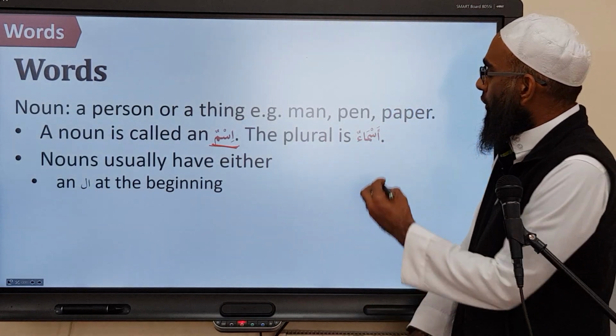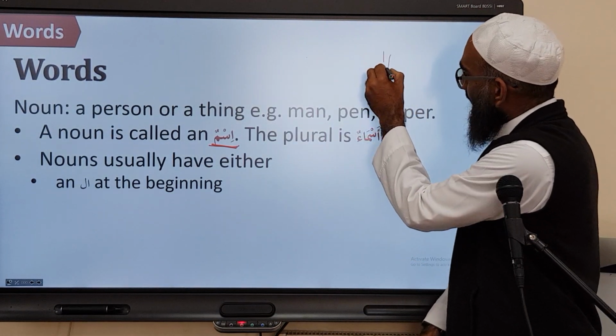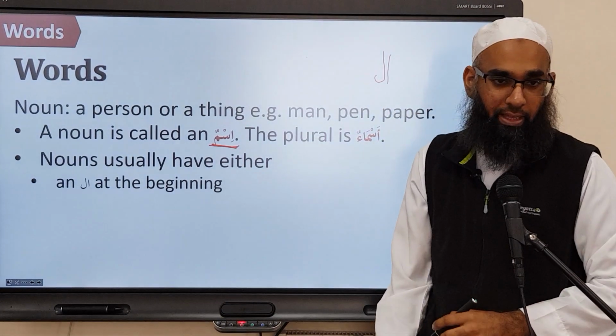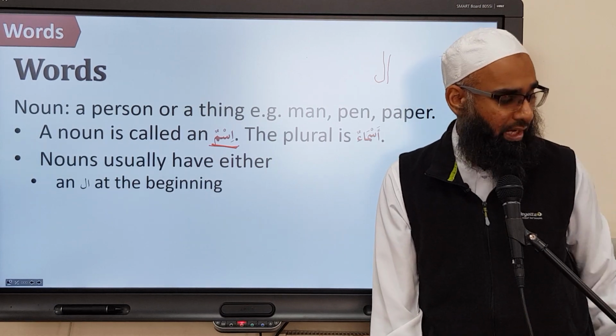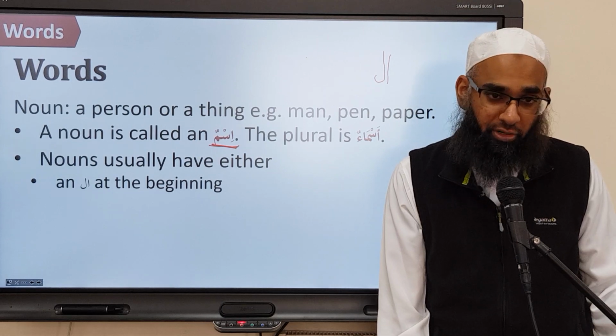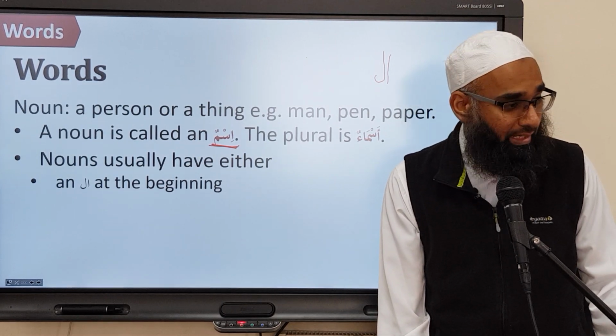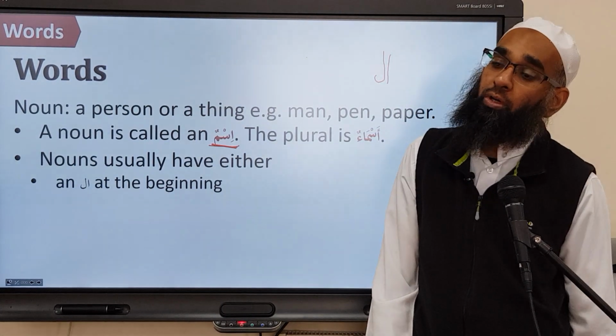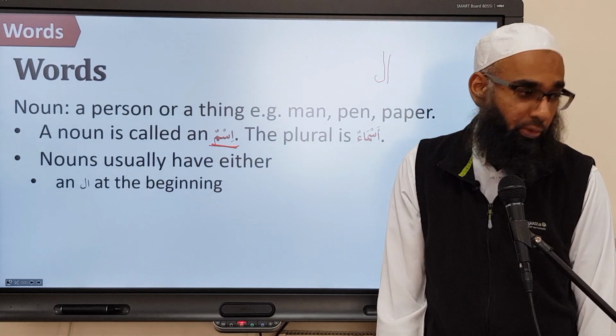Okay? So, you have an alif and a lam at the beginning of the word. If you have an alif lam at the beginning of the word, automatically you know this is what? A verb? No. What is it? A noun, an ismun.